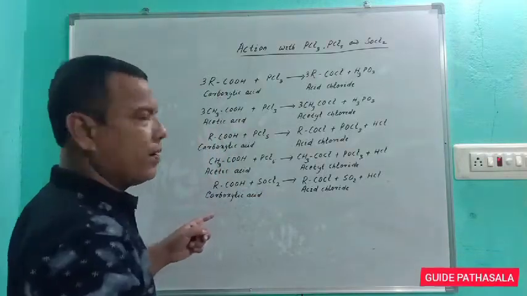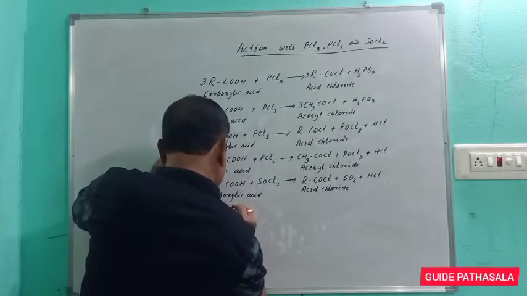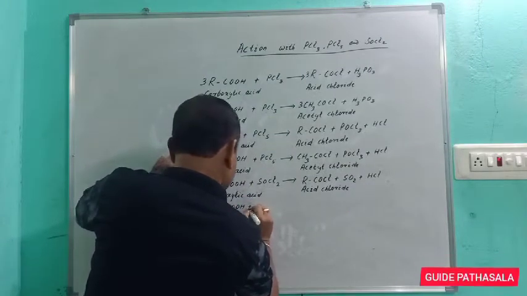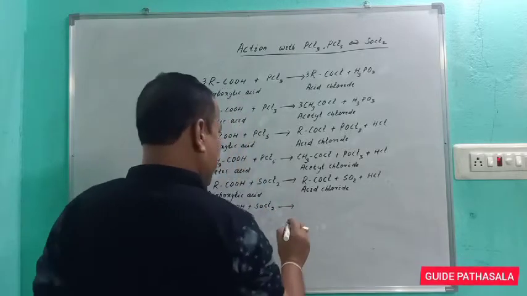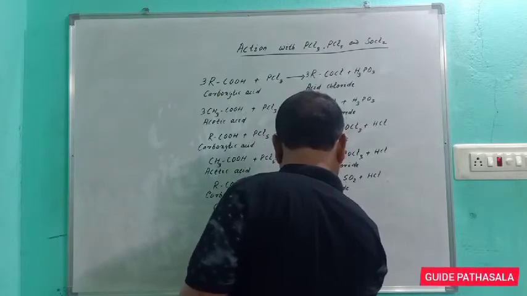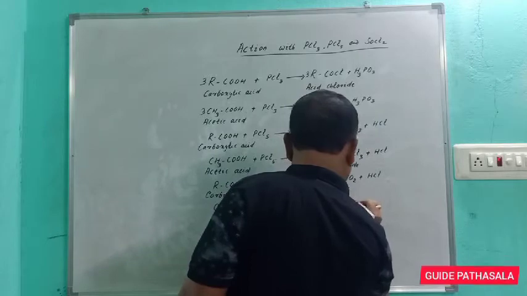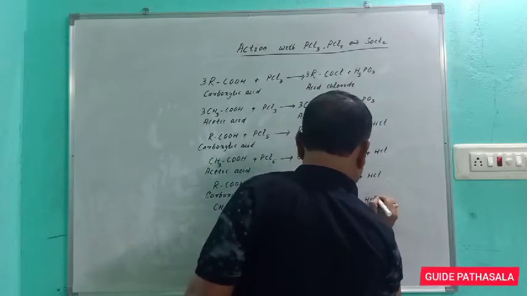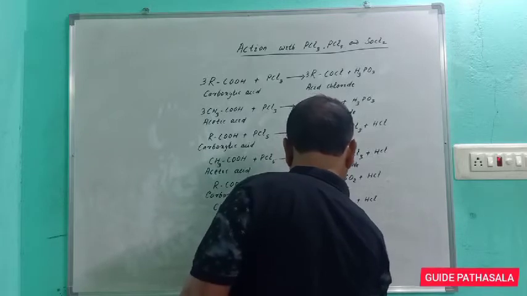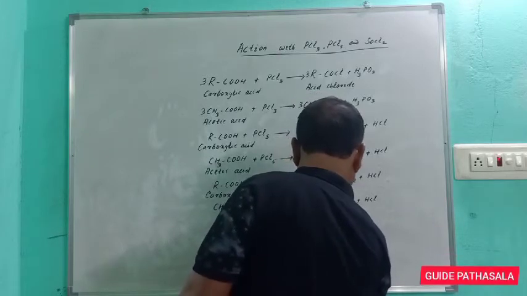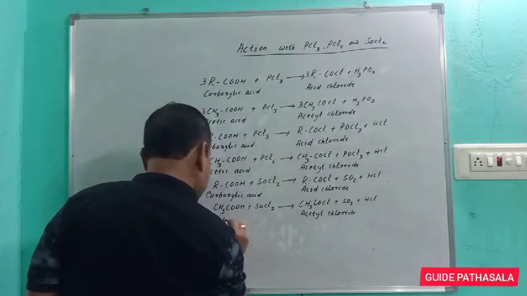If you take acetic acid, CH3COOH, plus SOCl2, thionyl chloride, then acetyl chloride is formed along with sulfur dioxide and HCl. This is acetyl chloride, and CH3COOH is acetic acid.